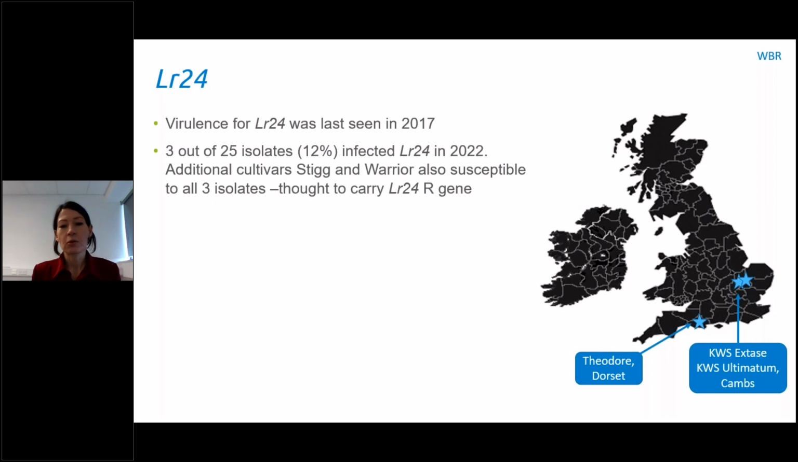So I wanted to go back to LR24 and look at that one in a little bit more detail. So virulence for LR24 was last seen in 2017. And then 3 out of our 25 isolates, that's 12%, infected LR24 in 2022. The additional cultivars, Stigg and Warrior, were also susceptible to all 3 isolates, and they are thought to carry the LR24 resistance gene.